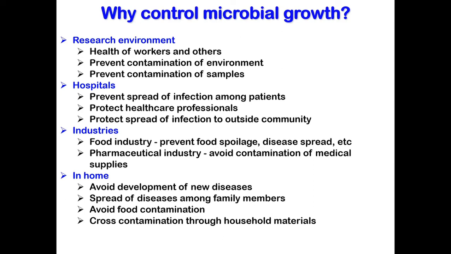And lastly, this is something we all know at the moment, we need to think about in our own homes, controlling microbial growth. So it's important that we clean and disinfect the house, that we wash our clothes, that we make sure we heat food properly. So this is in order to prevent us getting infections and prevent us spreading the infection to other members in the family.